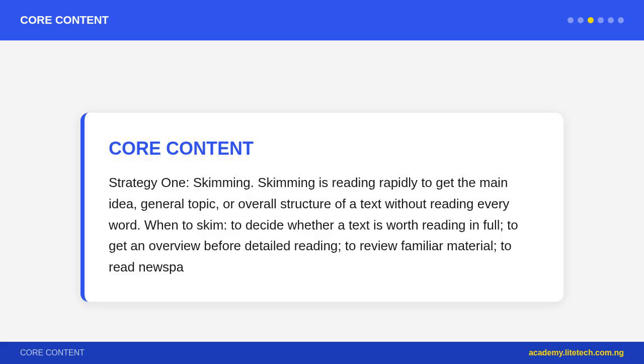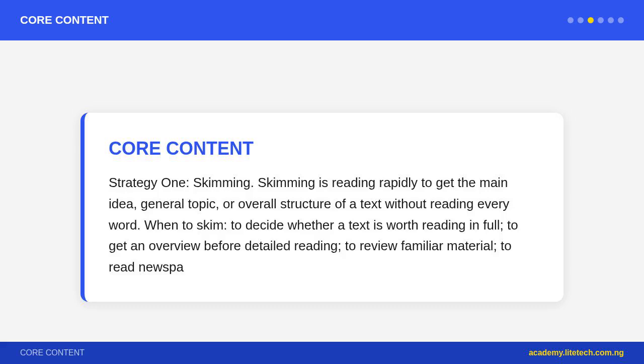When to read intensively: studying a textbook chapter, answering comprehension questions that require full understanding, reading a legal document, examination question, or formal letter, reading literature for appreciation and analysis. How to read intensively: slow down.